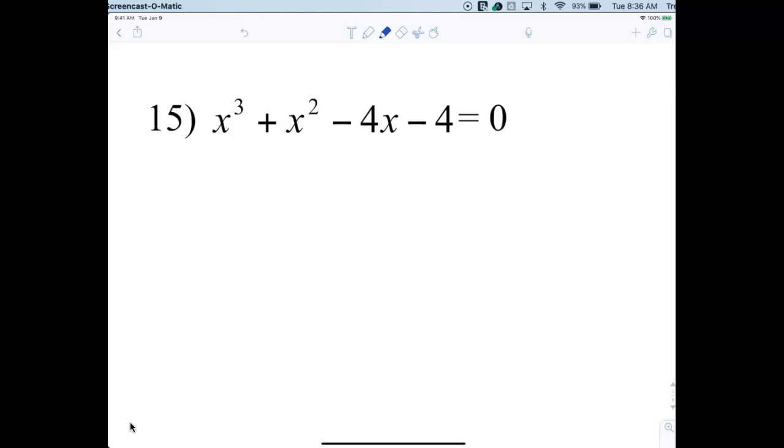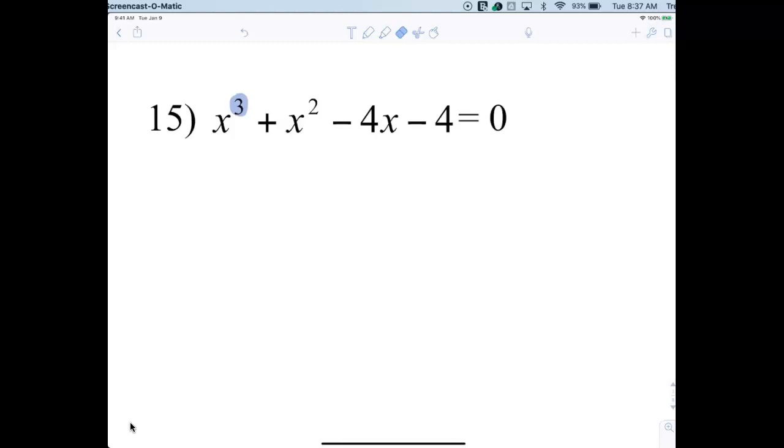Three. Why did I say 3? Because that's a cubic, we call it. That's something to the third power. That's called the fundamental theorem of algebra. The exponent tells you the number of solutions. So there are going to be 3 solutions. Your job is to find them.